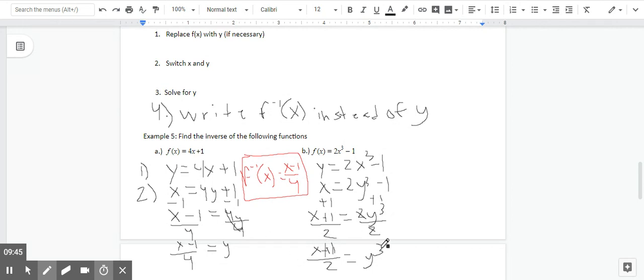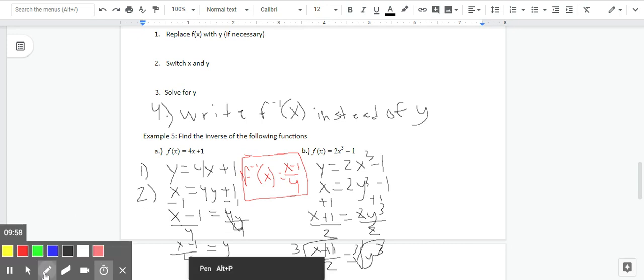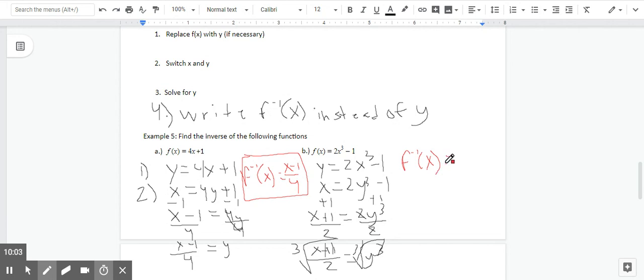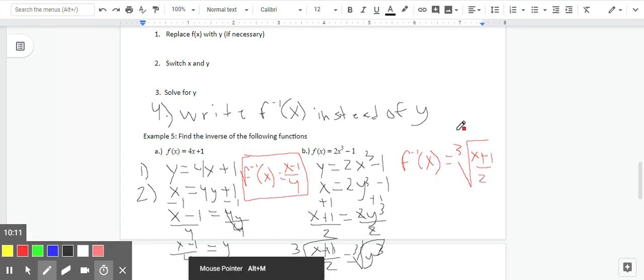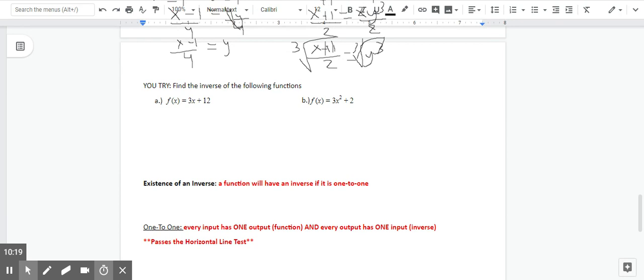Now to get rid of a to the third power, we're going to take the cube root. It looks like a square root, but with a 3. So our final answer, when that cancels out, is going to be, instead of writing it as y, f inverse of x equals the cube root of x plus 1 over 2. And notice my cube root goes over the entire fraction. Now I want you guys to try the ones right down here. And then I will show you the answers.